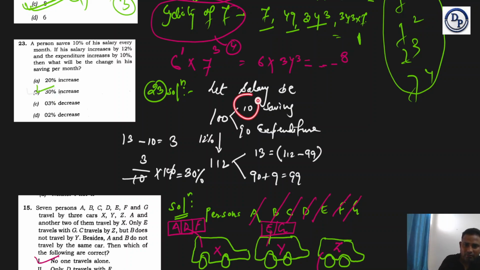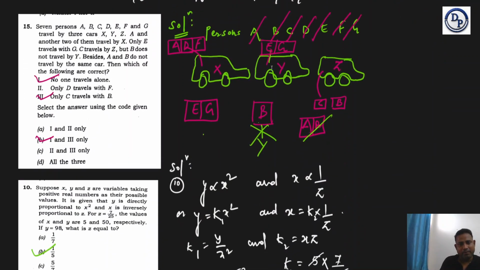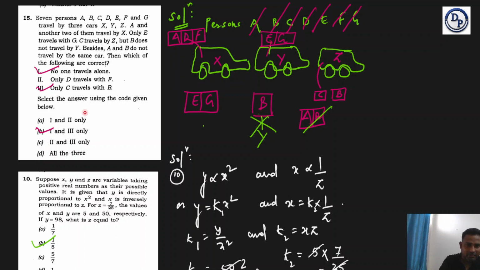So now this is 10, this is 13. We'll take the difference of the two. 13 minus 10 gives us 3. So this is 3 by 10, and we calculate 30%. That is a 30% increase. Quite easy. What about question number 15? It's a reasoning question. Okay, this is a question of reasoning.